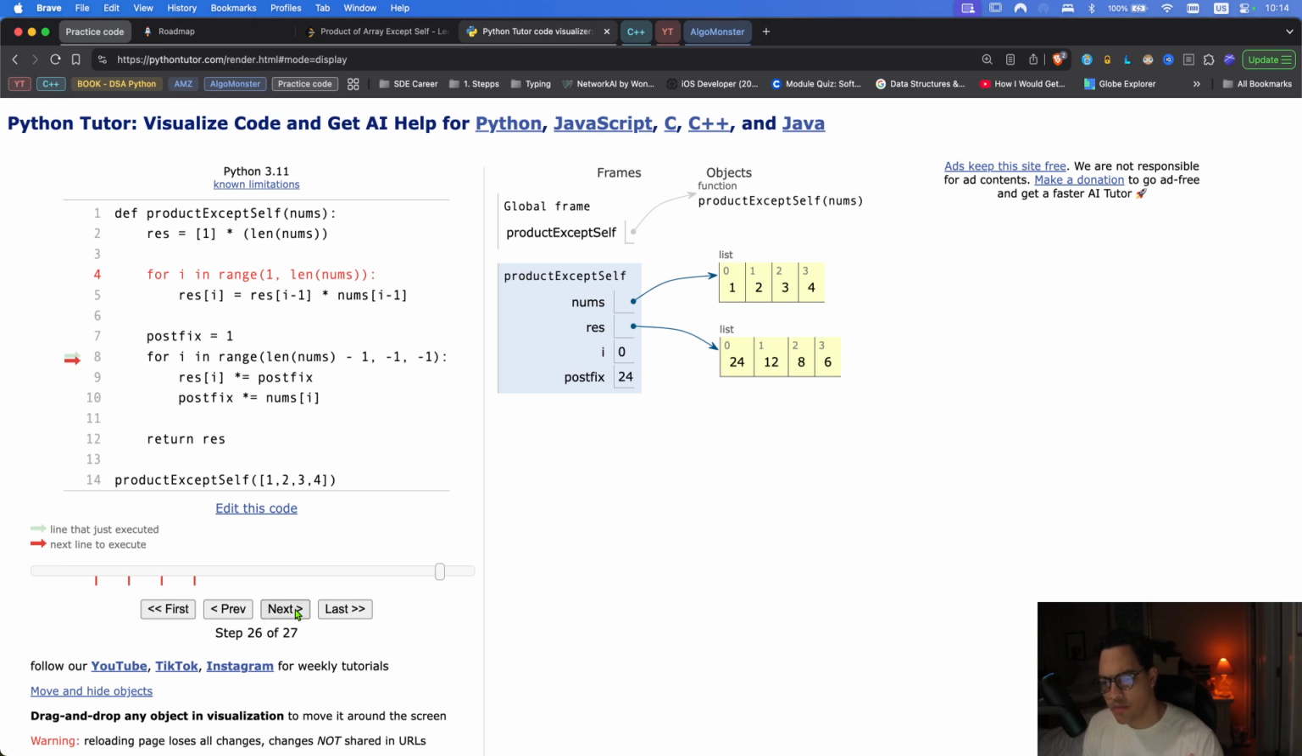We're done with our loop. We go down to the returning array, and we just basically return that array, and that should be the result. I wanted to show how the algorithm works in the back end. I wanted to show how it works here. This is a cool tool to do that.